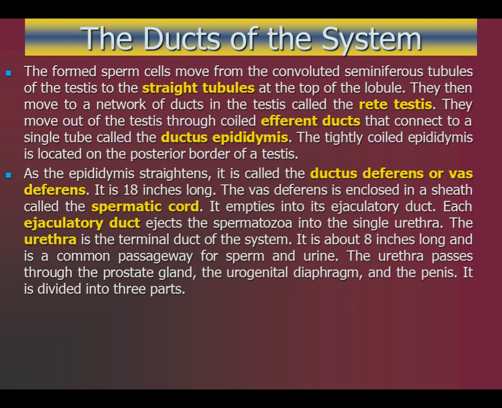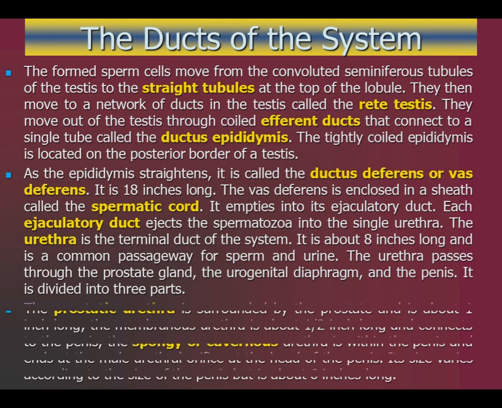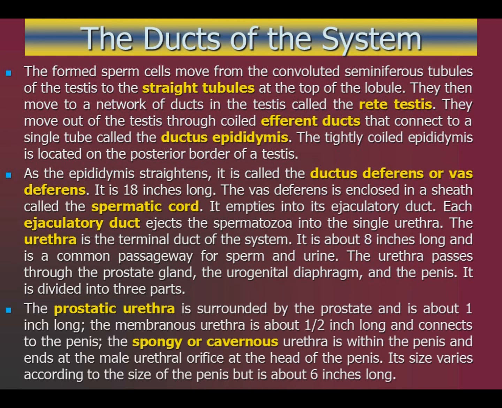The urethra is the terminal duct of the system. It serves as a common passageway for both spermatozoa coming from the testes and urine coming from the bladder. In the male, the urethra passes through the prostate gland, the urogenital diaphragm, and the penis.